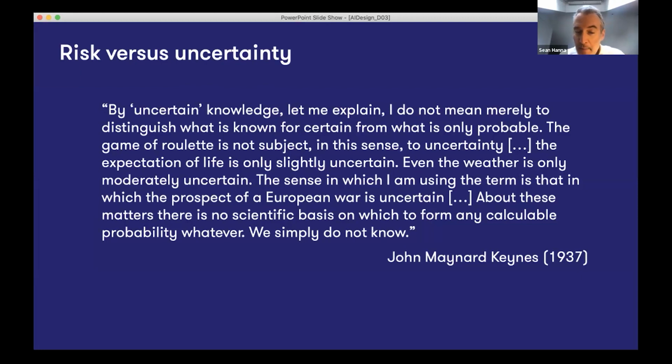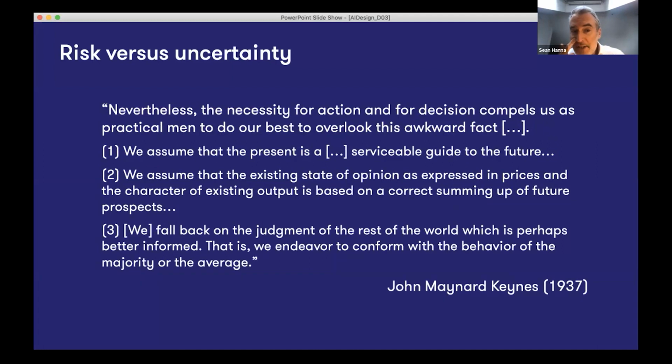The kind of uncertainty that came about then with respect to economic models, we've seen the same thing with the recession a decade ago now, I guess. We've seen the same thing with COVID. Pandemics and economic collapses are the true types of uncertainty that he's talking about here. And he says the way that we deal with them, effectively as rational, practical men, is first of all to assume that the present is a serviceable guide to the future. Second, to assume the existing state of opinion, as expressed in prices and so on, is a correct summing up of future prospects. And third, to fall back on the judgment of the rest of the world.